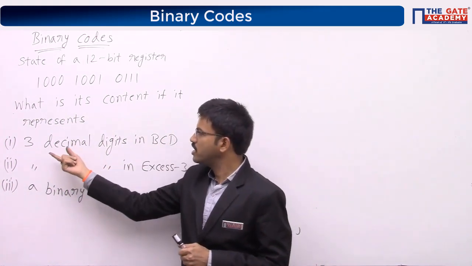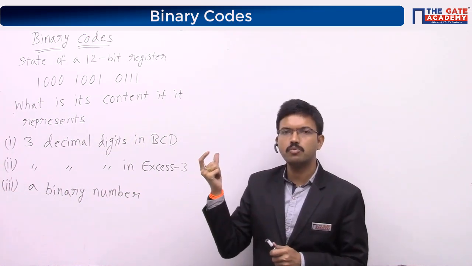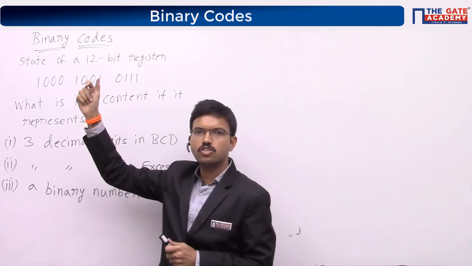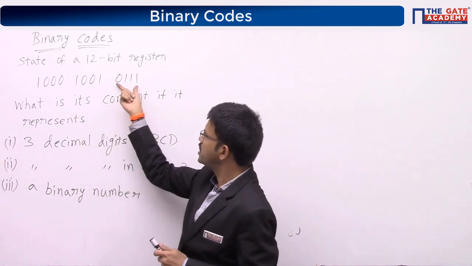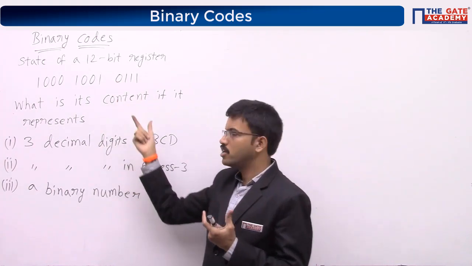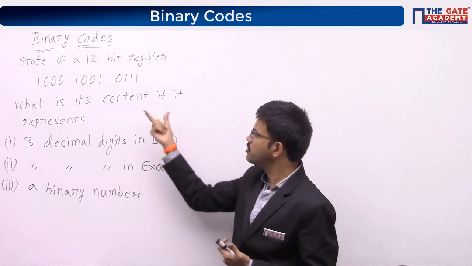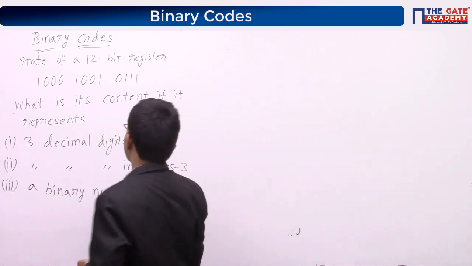In case 1, he has mentioned 3 decimal digits in BCD. That means whenever you make a group of 4 bits, you will get 1 decimal digit. Here you have 3 such groupings, so you will get 3 decimal digits. In case 1, you treat each group of 4 bits as BCD and find the equivalent value. Case 2 is, if you are treating it as XS3, what is the equivalent value?